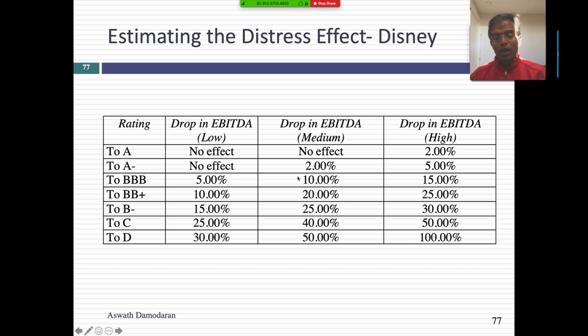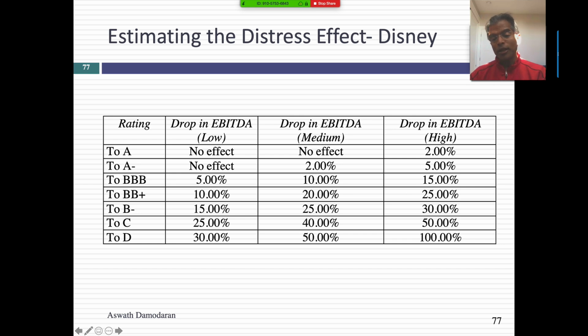medium and high. If I use the high scenario, if I drop to a single A rating, I lose 2% of my EBITDA. If I drop to an A-, I drop 5%. Go to triple B, I lose 15%. You're saying, where are you getting these drops? I actually looked at companies that had been downgraded in previous years and what happened to their EBITDA in the following year. It's not a precise number, there's a subjective judgment, but if Disney drops to a triple B rated company, I'm assuming their EBITDA will drop by 15%. Now you see what this is going to do?